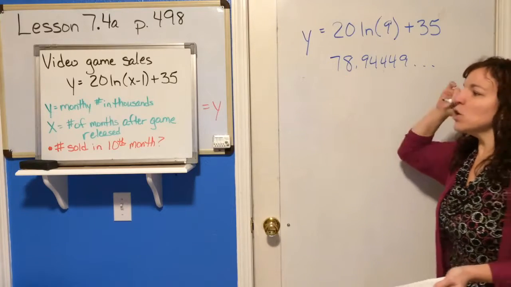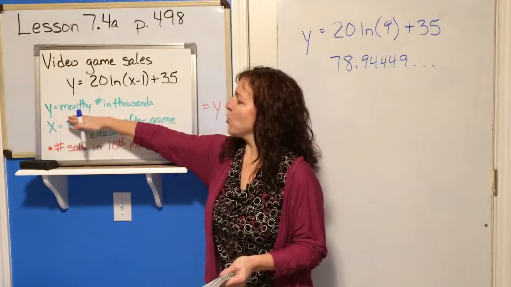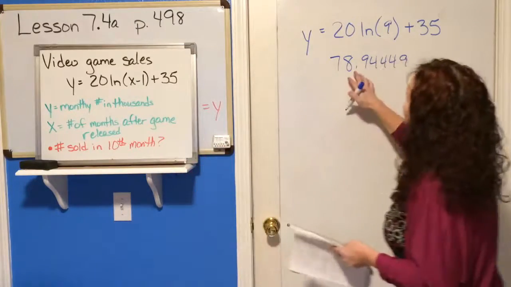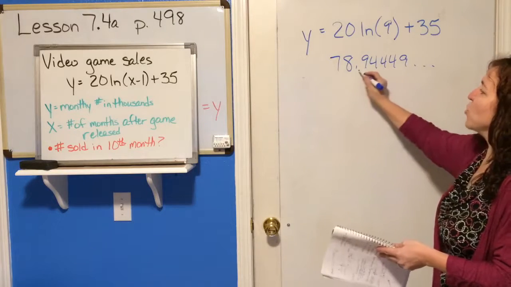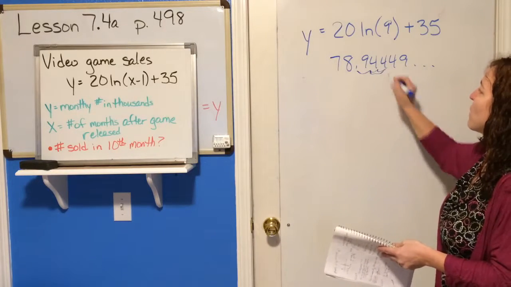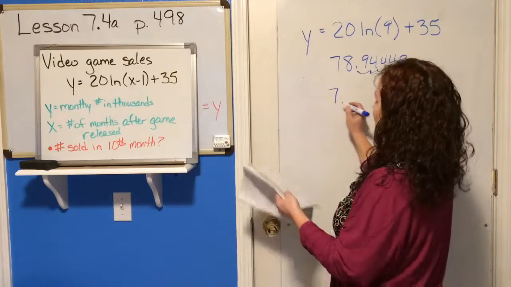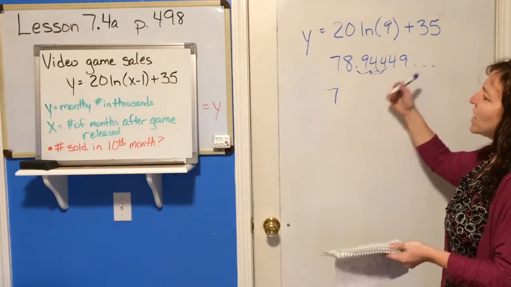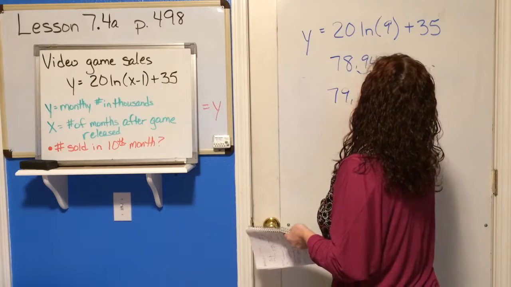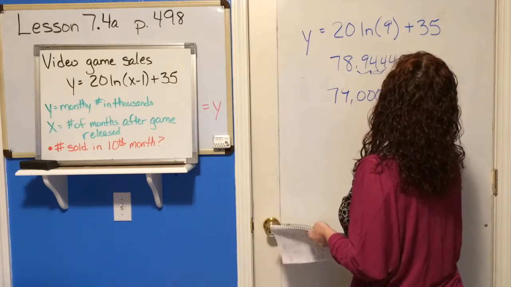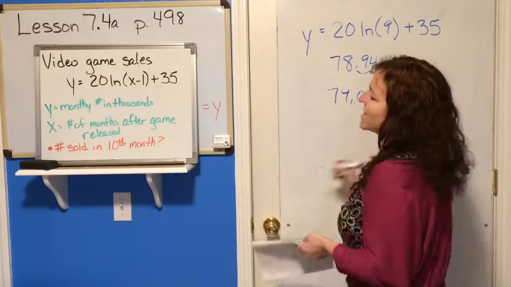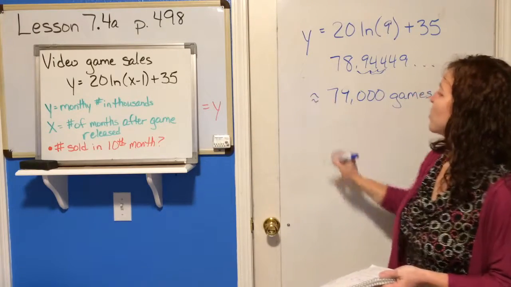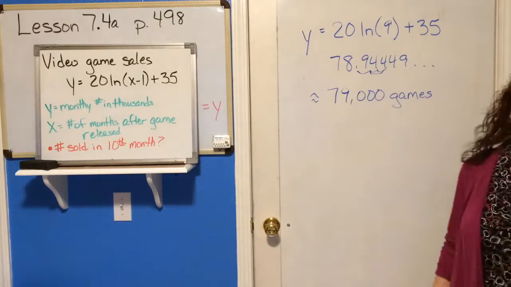That's not very many. Don't forget to go back, and your Y indicates the monthly number in thousands. So you've got to multiply that by 1,000. So you move your decimal 3 places. So 78,944, let's just round it to 79,000 games, because you don't need to know exactly how many, and this is an estimation anyway. So in the 10th month, you're going to sell roughly 79,000 games.